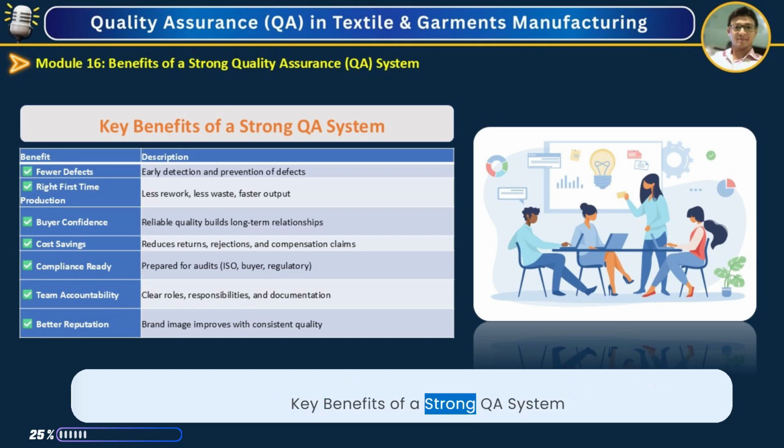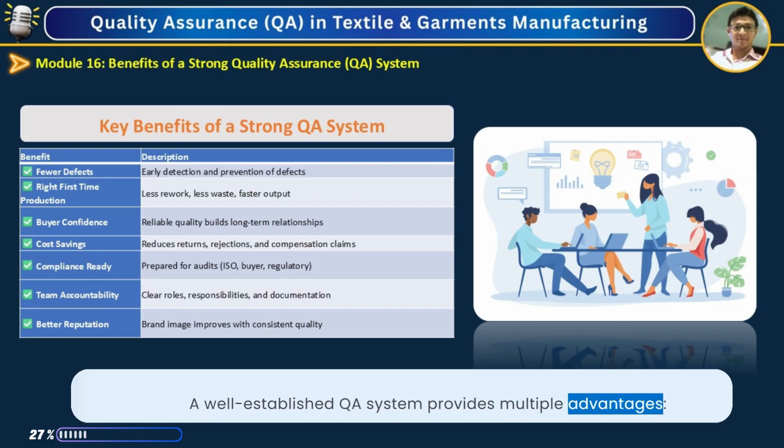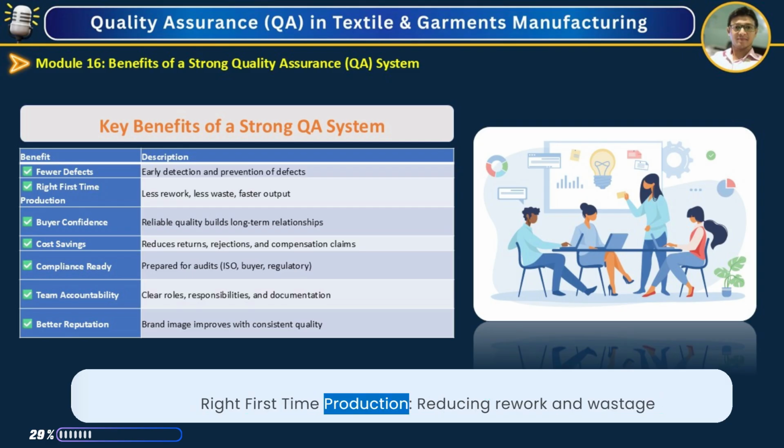Key benefits of a strong QA system. A well-established QA system provides multiple advantages. Fewer defects by identifying problems early. Right first-time production, reducing rework and wastage. Buyer confidence: consistent quality builds trust. Cost savings: fewer rejections and compensation claims.